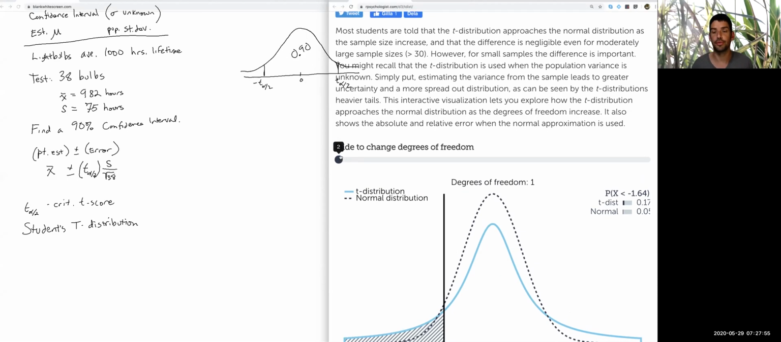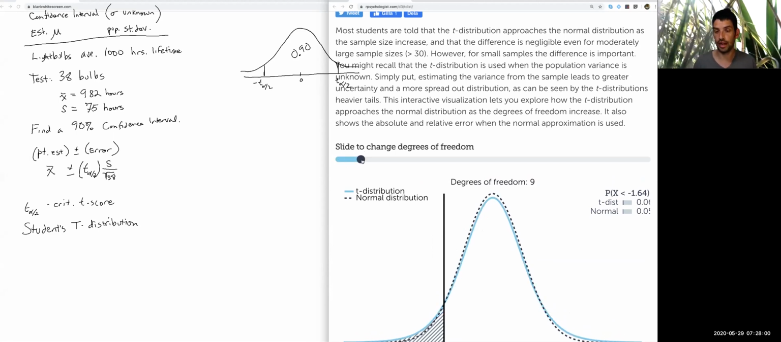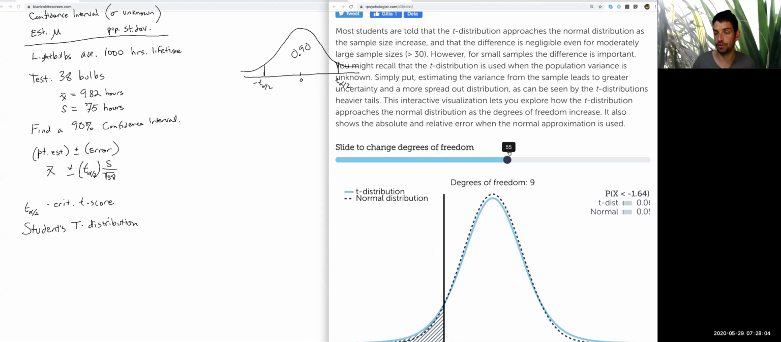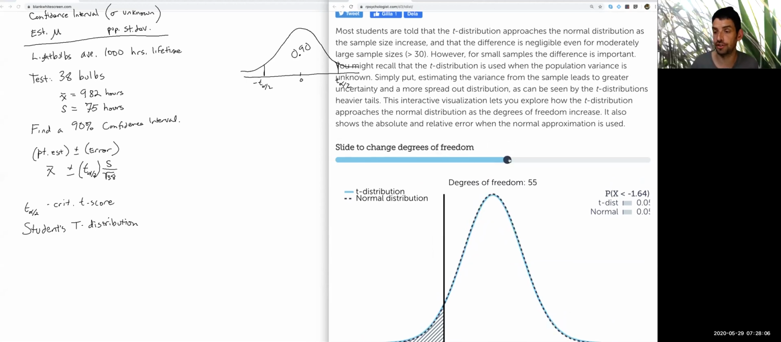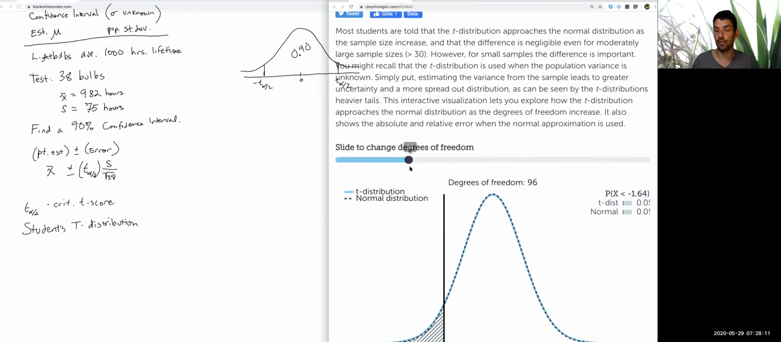Okay, I don't know what just happened there. But as I increase my sample size, look what happens to the blue graph. It becomes closer and closer to the normal graph. So the t distribution, as our sample size goes up, looks more and more like a normal distribution, okay?